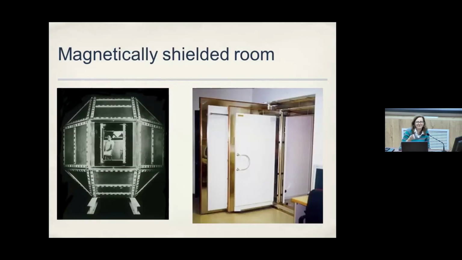Sorry, I should have shown this previously. That was one of the first magnetically shielded rooms, on the left side. It was built in the USA around 1972. And currently a typical magnetically shielded room has several doors, and it has active and passive protection from the environmental magnetic field.